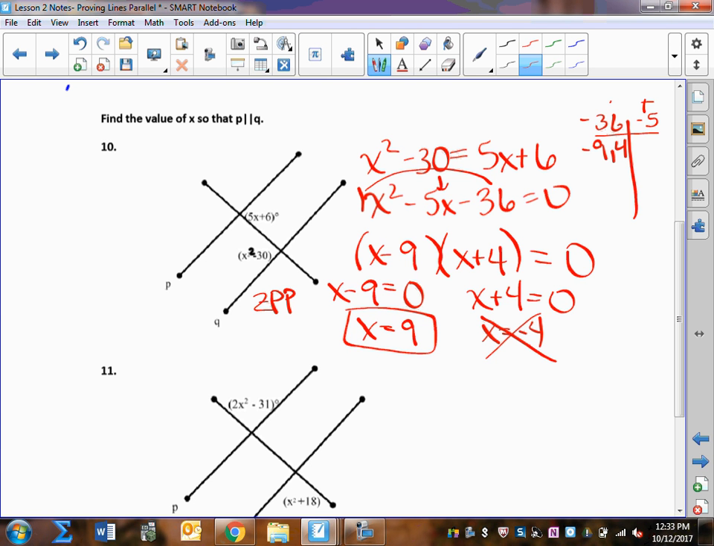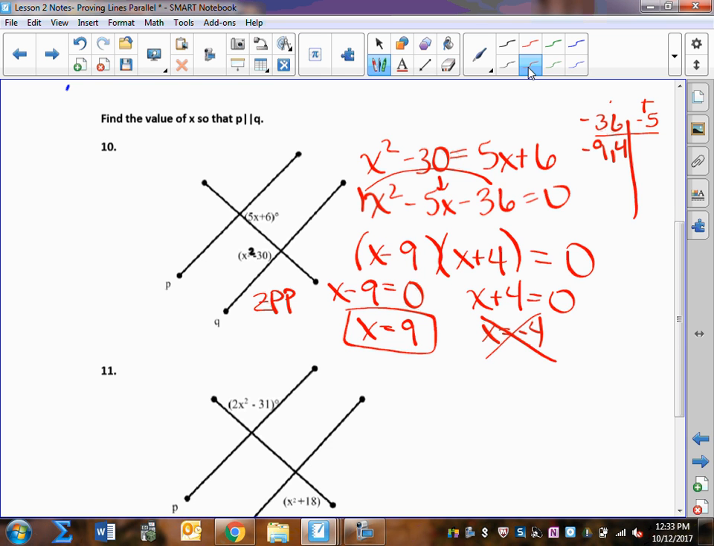Good. Questions on that? So when x is 9, that is what will make these equal. That's what satisfies that equation, and that means those will be pairs. Other questions on number 10?